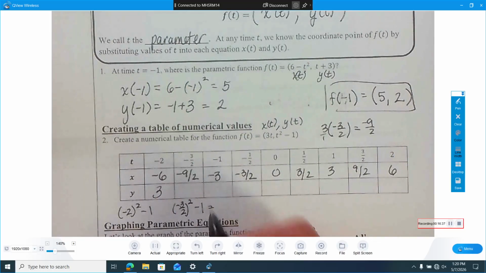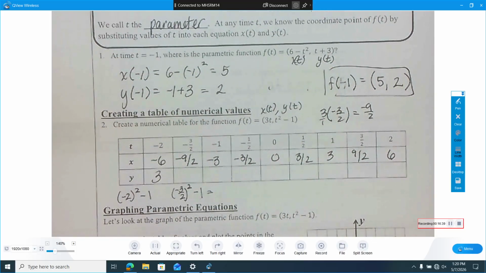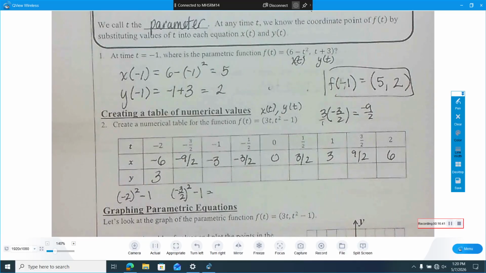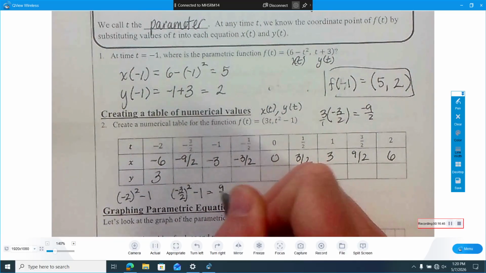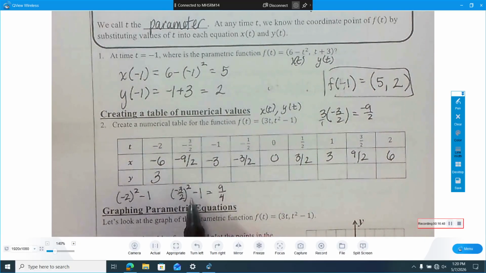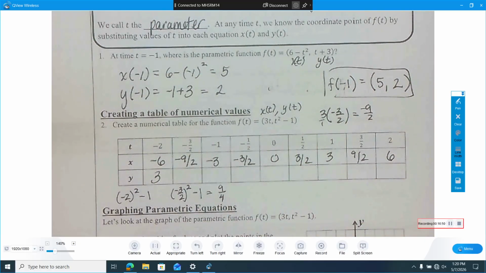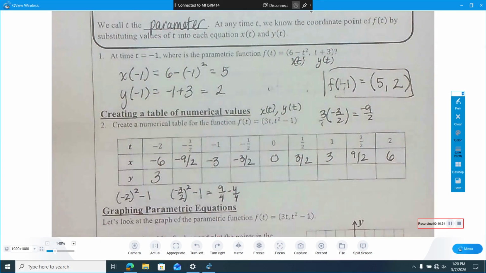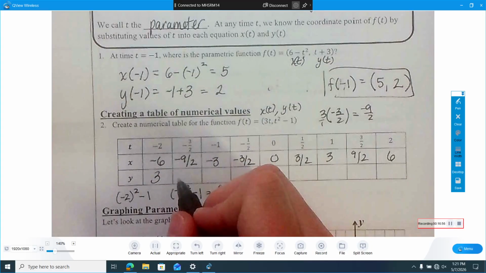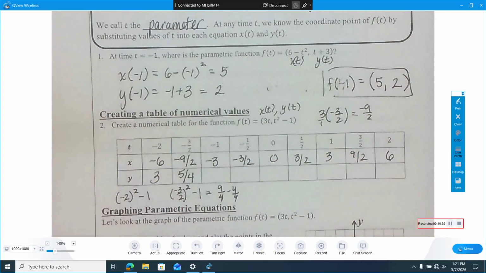Now this is a tricky one. This is a good one to know how to do. What is -3 halves quantity squared? 9/4. Positive 9/4. And then I have to subtract 1. -4/4. Very good. -4/4 gives me 5/4. Very good. All right, so 5/4.